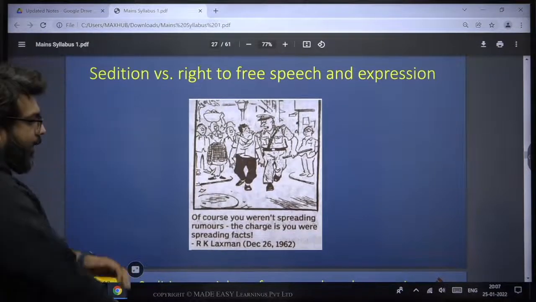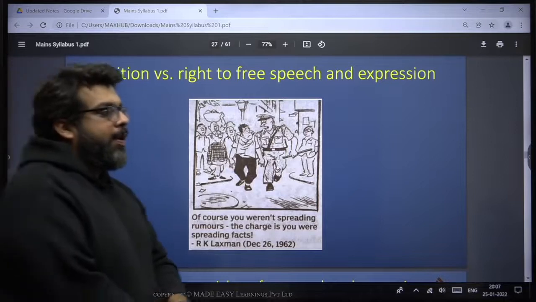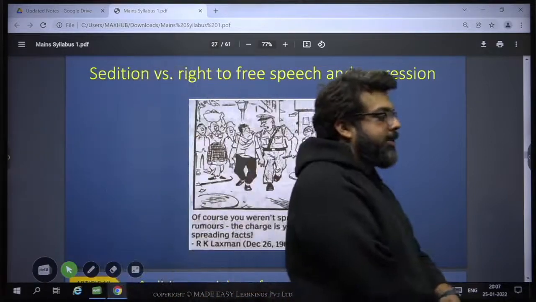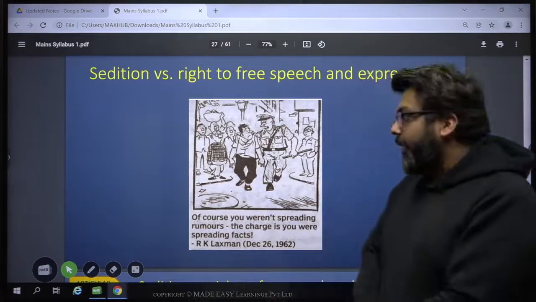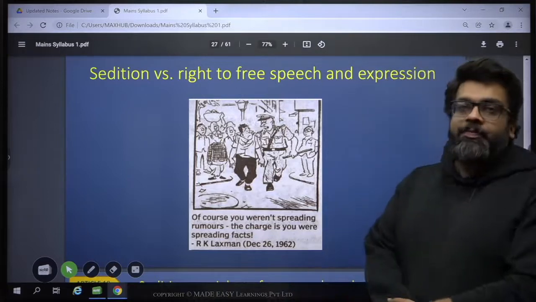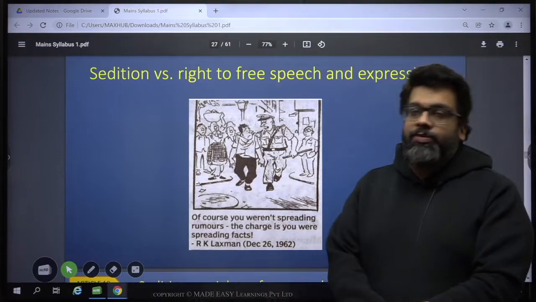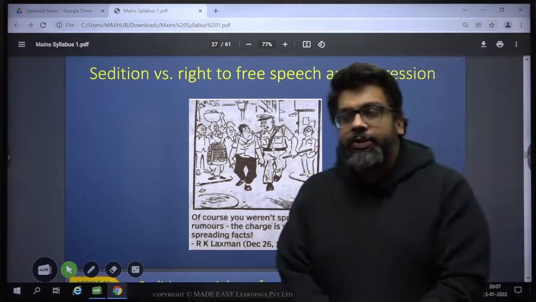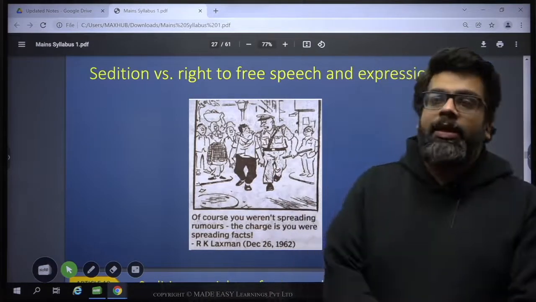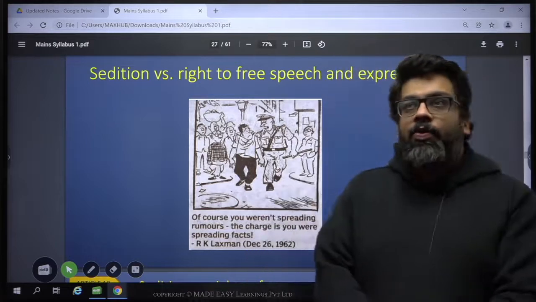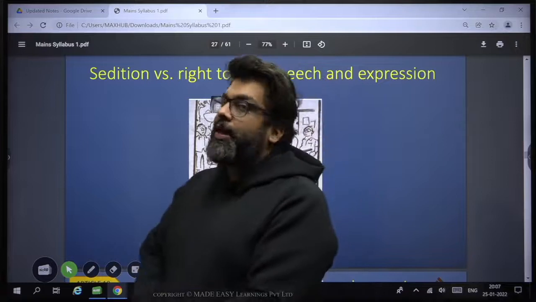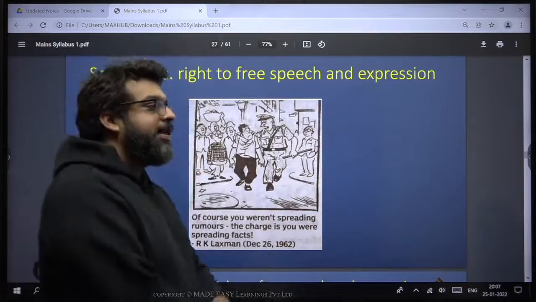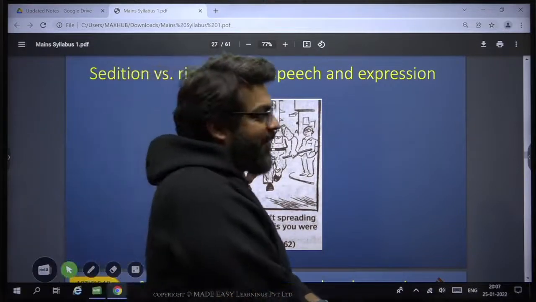Sedition. And I'd like to begin our discussion on sedition with a cartoon which was made in 1962 by one of India's most veteran political satirists, who, in my opinion, if he were present today, would definitely be facing sedition, right?